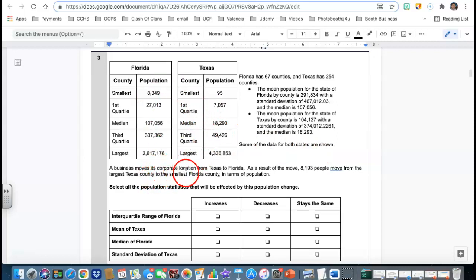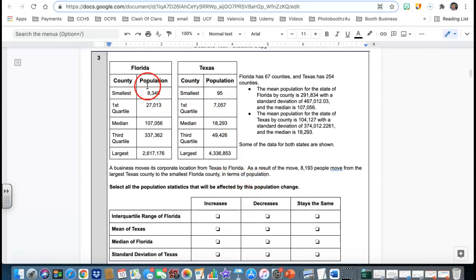A business moves its corporate location from Texas to Florida. So it's going from here to here. As a result, 8,000 people move from the largest county, from Texas, to the smallest county in terms of population. Okay. Select all the population statistics that will affect this population change. Oh, interesting. So there's a lot of things going on.